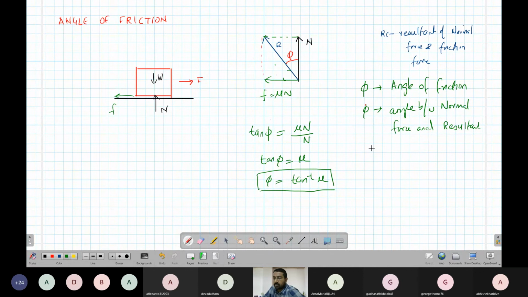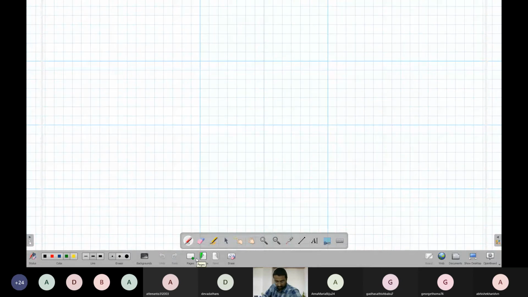So if somebody gives you the angle of friction, mu equals tan of phi is the coefficient of friction. I think this is also a straightforward question. There can be many problems like this. I'll take a problem, so we'll just do a problem and we will stop for the day.